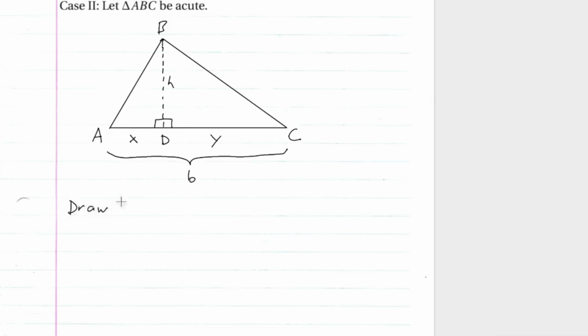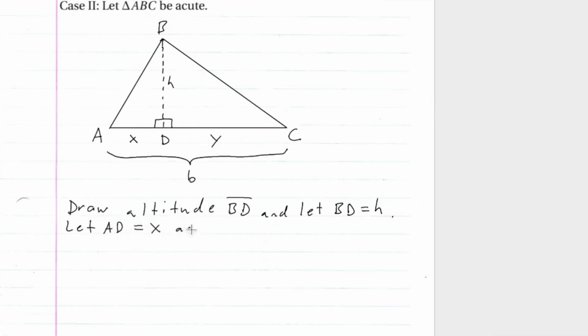So let's go ahead and say what we did. We draw altitude BD, and let BD equal H. Now let AD equal X and DC equal Y. And of course, the way this is set up, this implies that B is equal to X plus Y.